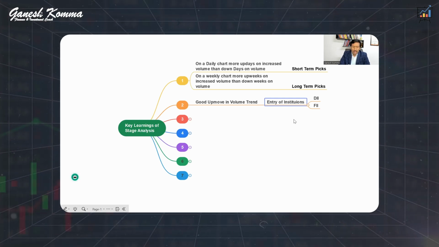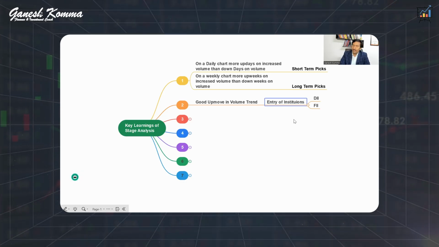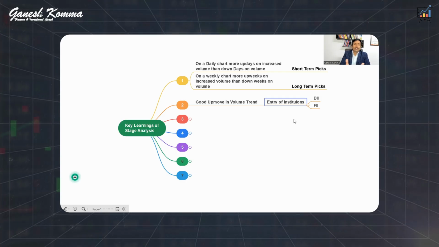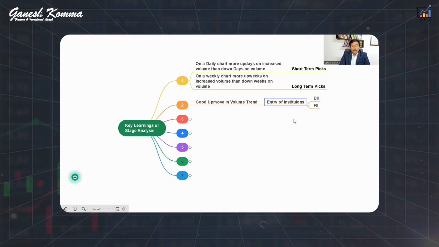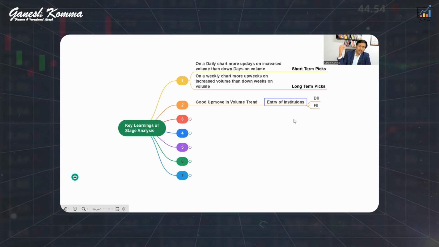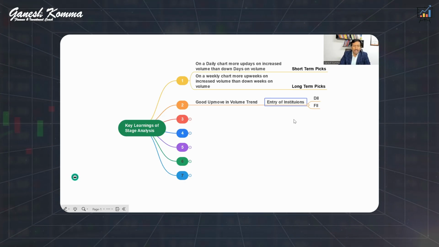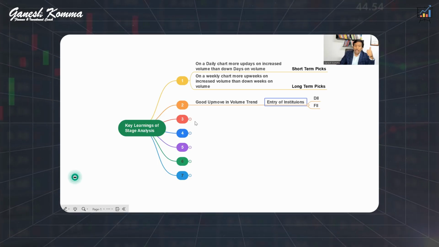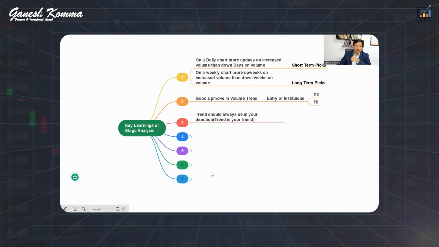DIIs, domestic institutional investors, are all of your mutual fund companies, any big corporates or institutions within India. FII, foreign institutional investors, are big players where some outside money, some foreign money, is coming in. That is a reflection of FII. So volume plays a very important role.